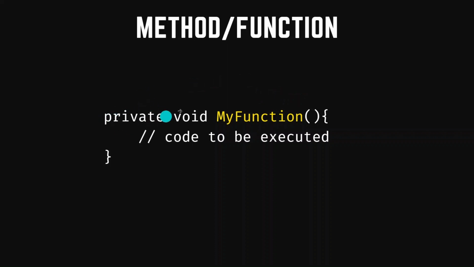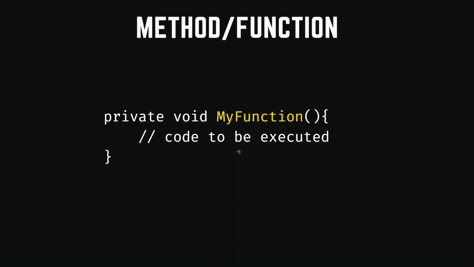You're going to have a private or public here that just tells who can access this function. You're going to have what data type it will return. When it's void, it means it won't return anything. Then you're going to have the name of your function that you can just set as whatever you want. You're going to have parentheses and then the block of code you want to execute.